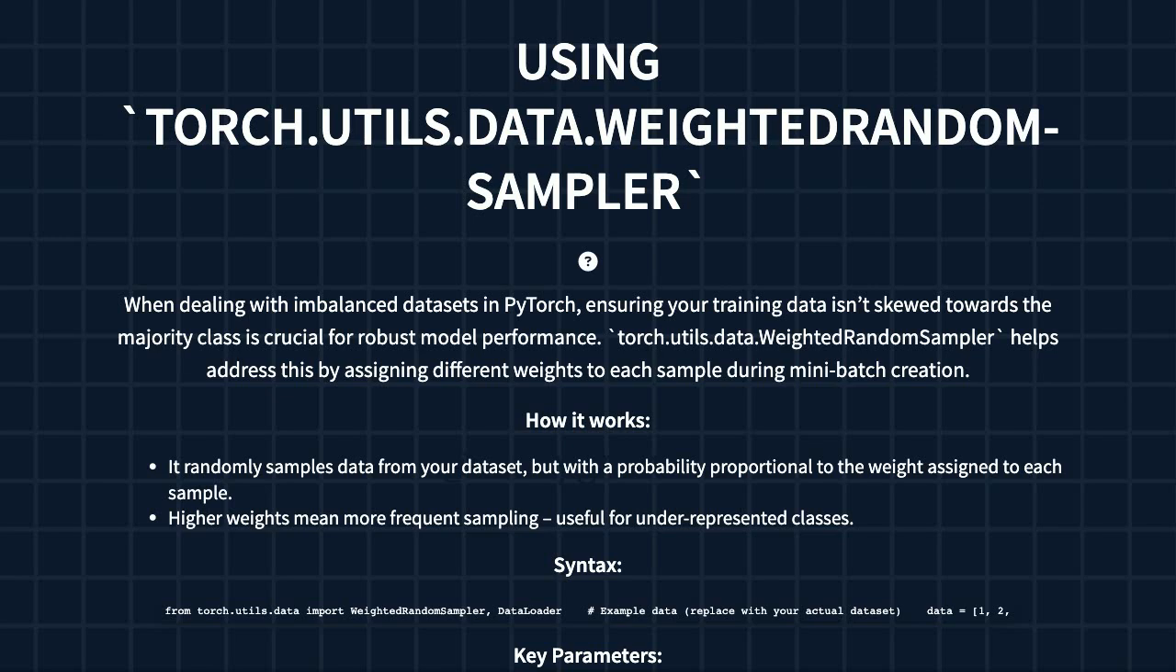The code shows how to create this sampler using weights and sample indices. Remember to replace the example data with your actual dataset and adjust the weights accordingly. Typically, you'd make the weights proportional to the inverse frequency of each class.